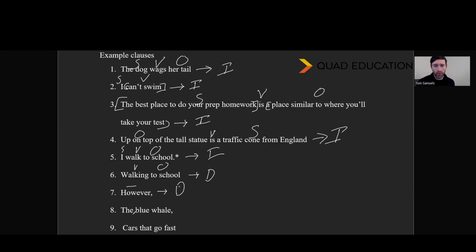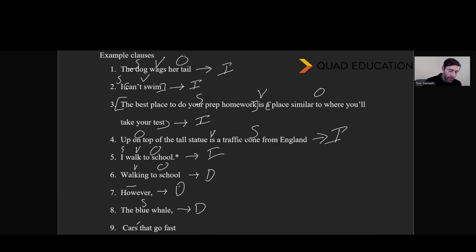And here with number 8, we have the blue whale. And I don't know anything about what the blue whale is doing, so I can pretty confidently conclude that this is dependent as well. And we can just say really that this is just a subject by itself because the blue whale can certainly do something, but we don't know what it's doing.